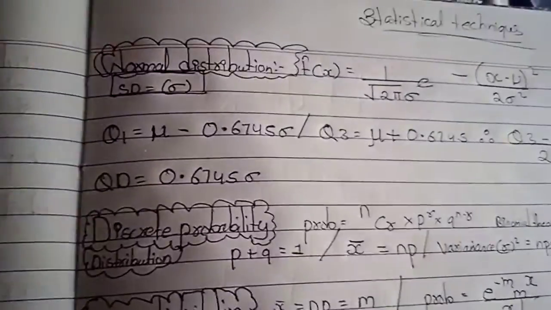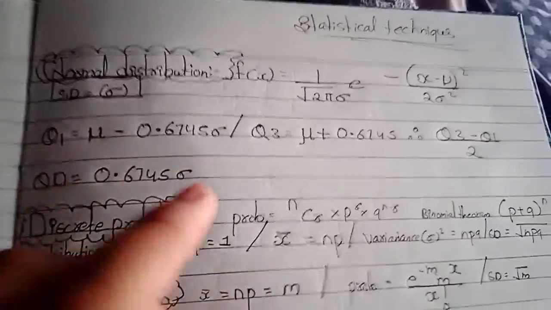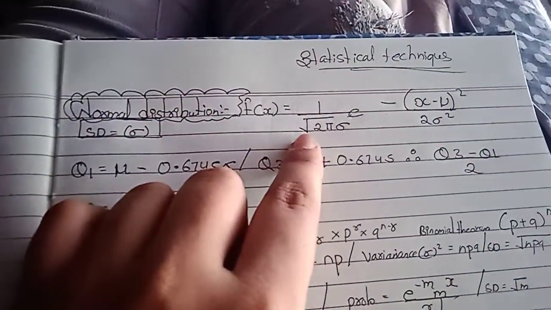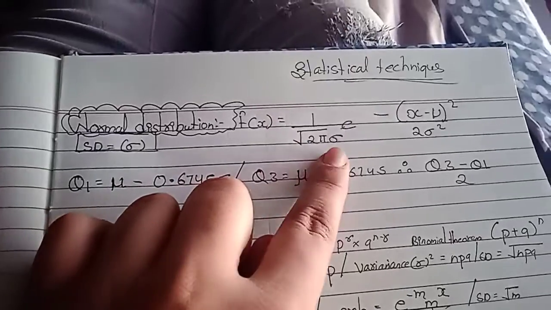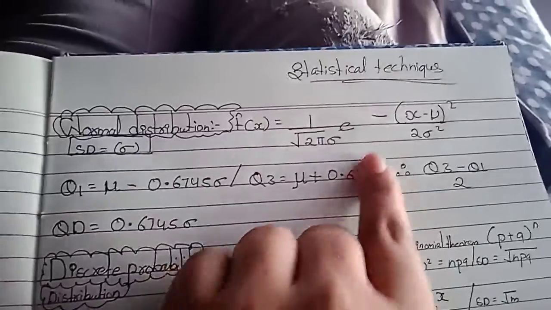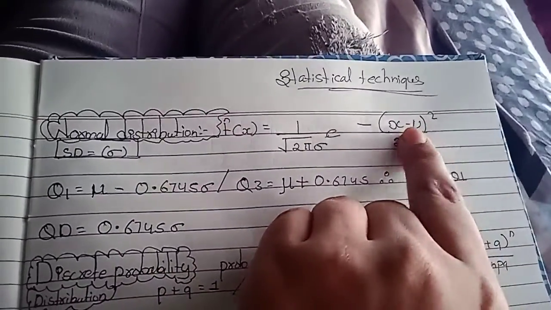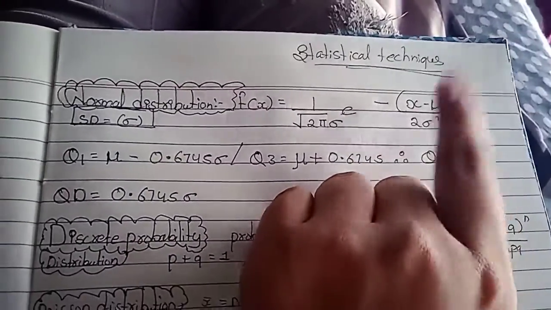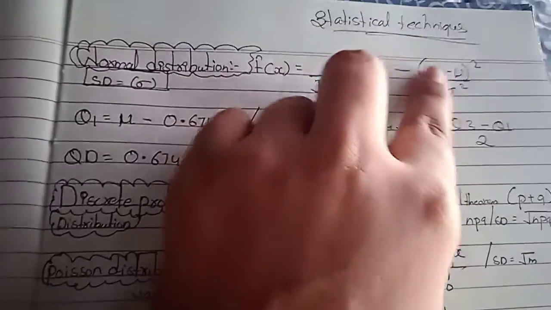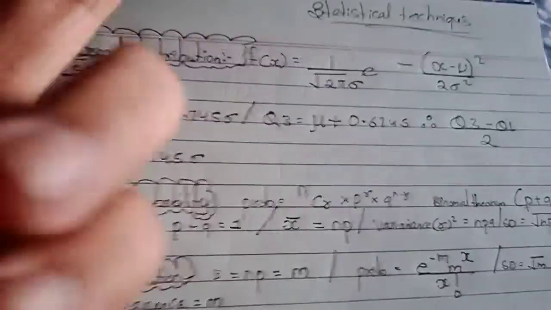Statistics, normal distribution. This formula is very important, and you can solve 5 marks sums using it, or sometimes they ask it as an MCQ: 1 by root 2 pi, e raised to minus x. Sometimes they will put numbers in place of u, like 10, 20, and ask what is u, or what is the mean. u is equal to the mean.